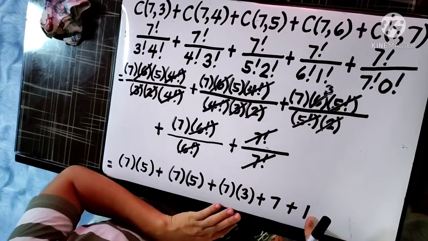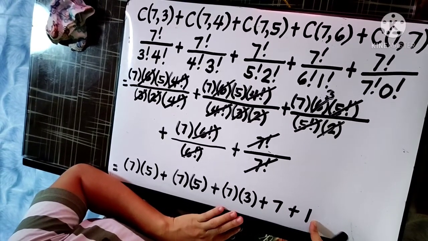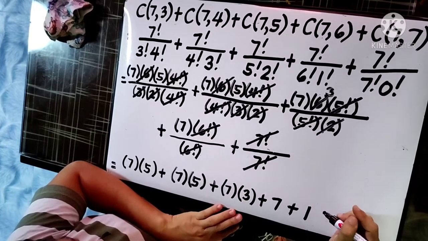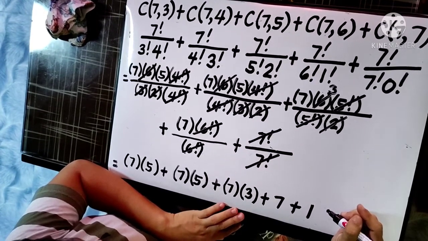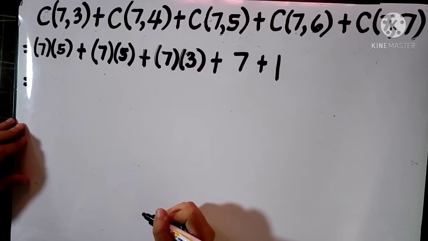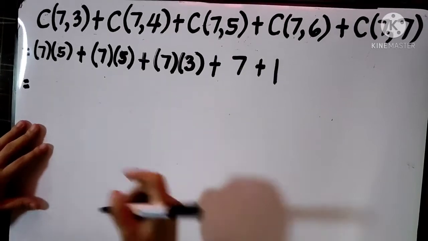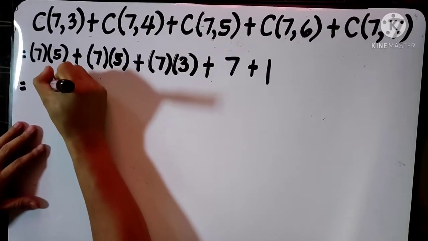So you have to be very careful with this. If it is addition or subtraction, when you cancel quantities, the result is 0. But if it is division, when you cancel quantities, the result is 1. Okay, let's continue. 7 times 5 is 35.